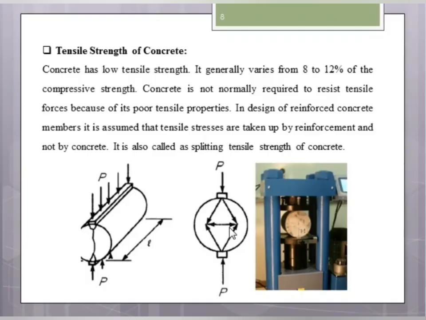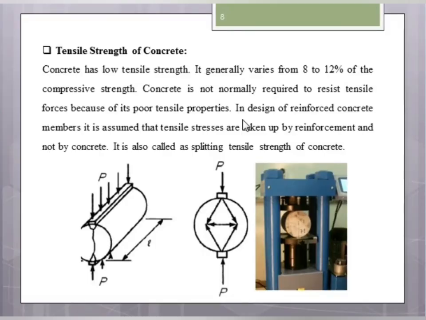Concrete has low tensile strength because it is a brittle material. It generally varies from 8 to 12% of the compressive strength. There are a number of equations or relations developed between compressive strength and flexural strength, and compressive strength and tensile strength. According to that, 8 to 12% of the compressive strength gives the tensile strength of the concrete. Concrete is not normally required to resist tensile forces. Why? Because of its poor tensile property.